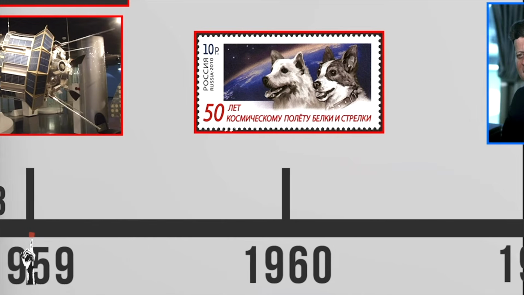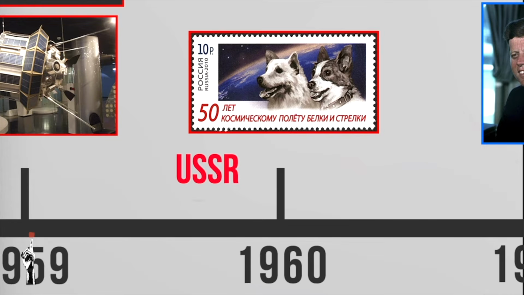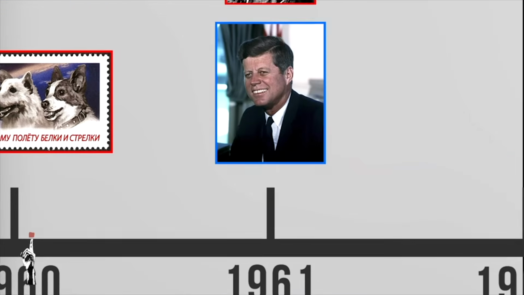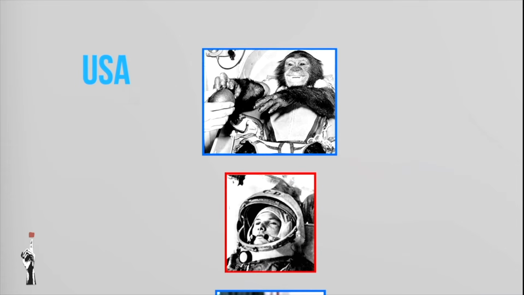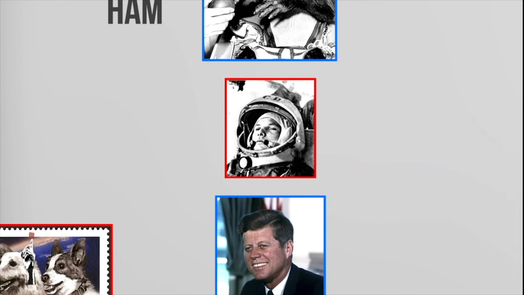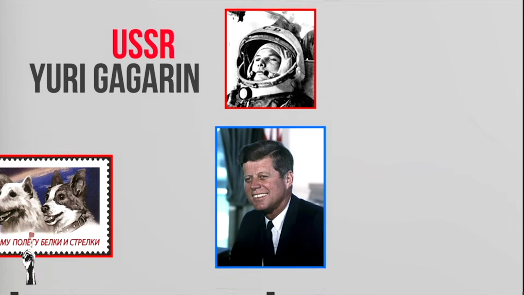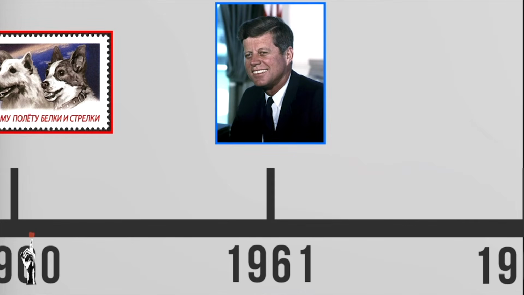In 1960, the USSR sent Belka and Strelka, two dogs, beyond the atmosphere. The year after that, the USA sent Ham, a chimpanzee, to space. The same year, 1961, the USSR really pushed the boundaries and they sent a person, the first person outside the atmosphere, Yuri Gagarin, and the USA saw that they were behind in this space race.